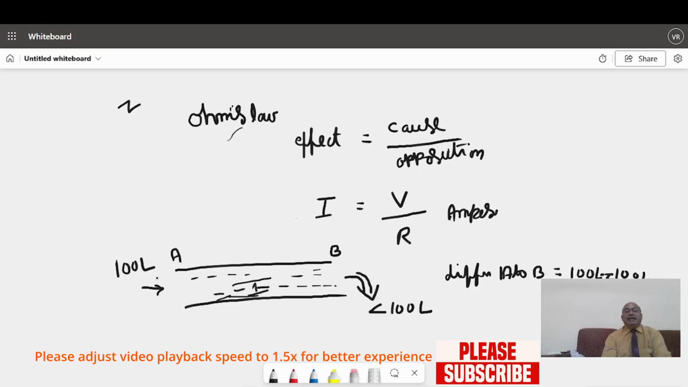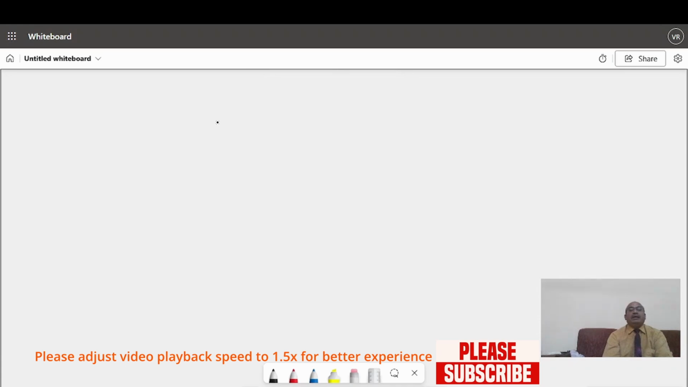The applied effect, meaning we are pressurizing, is called the voltage. The ratio of voltage to current is always constant at a constant temperature. That constant is called the resistance R. You can also take this in another way. Now this is A, this is B. The potential difference between A and B is V.